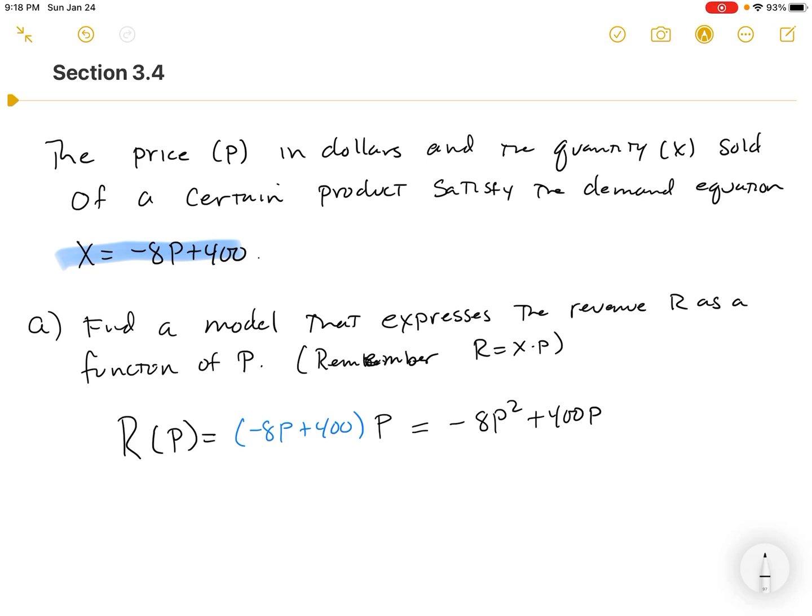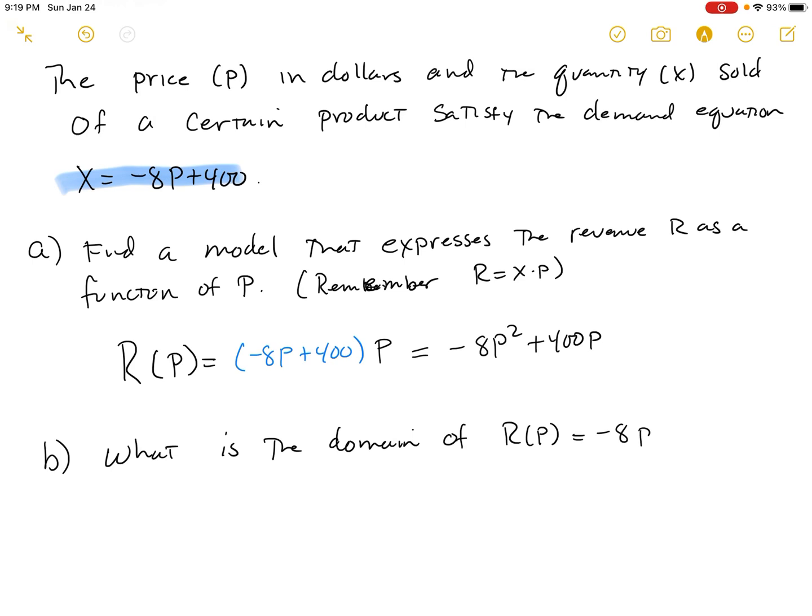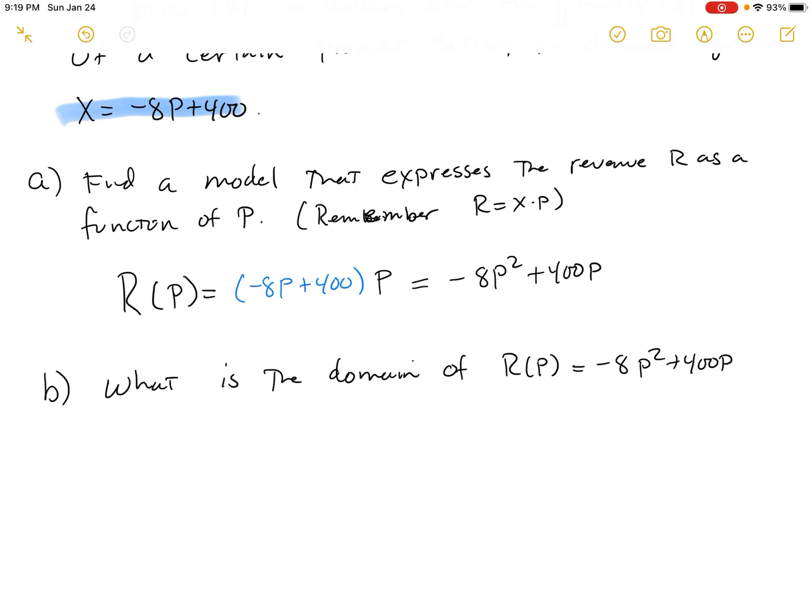And so the next question that they're going to ask us is, well, what's the domain of R of P, which I'll remind you is equal to negative 8p squared plus 400p. Well, think about what P could be. Well, P's a price, so P has a lower bound. P will never be less than 0. You're not going to pay people to take your product. And you probably aren't going to give it away for free, but they will put a less than or equal to there. But then there is a price that tips it all out.